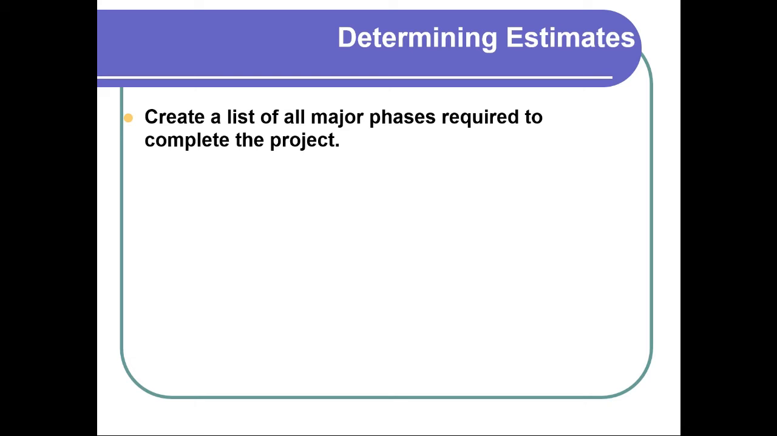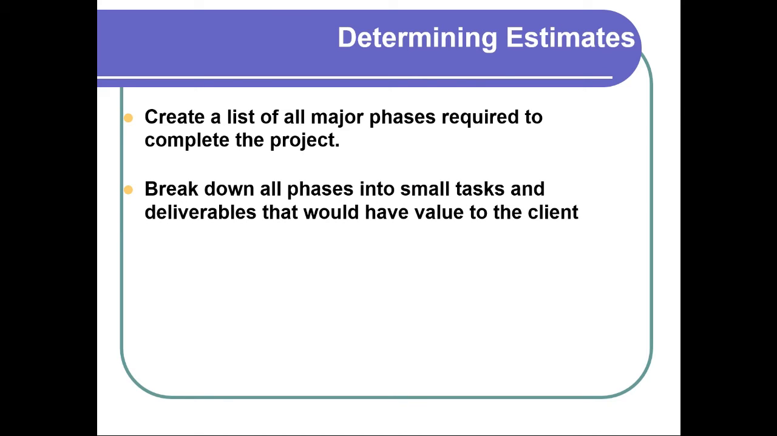Well, I talk about, often, not always, a work breakdown structure process. So what we want to do is create a list of all the major phases or parts of your project. So what are they? Well, maybe I need to do analysis, or maybe I'm just doing development, or maybe I have to do a big assessment, or whatever they happen to be. You want to list those out. And then you want to break down those major phases into smaller tasks and deliverables.